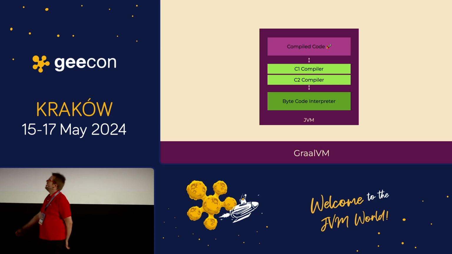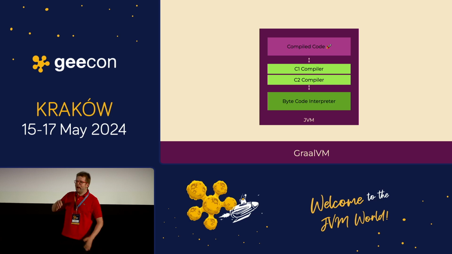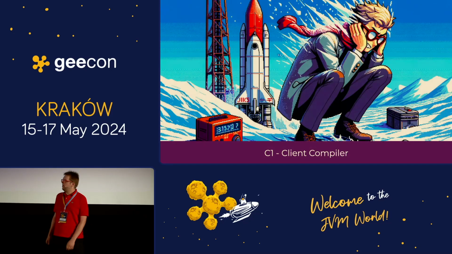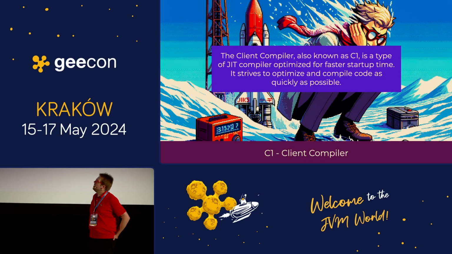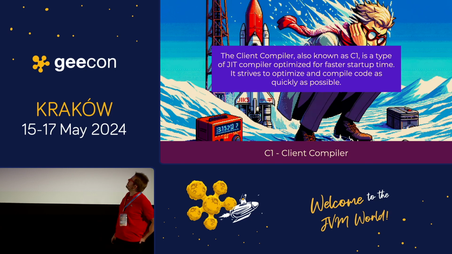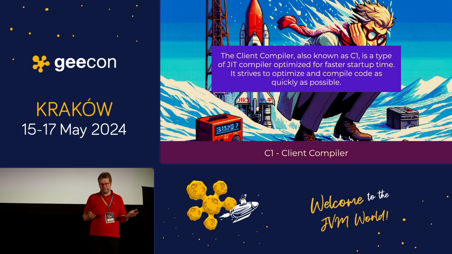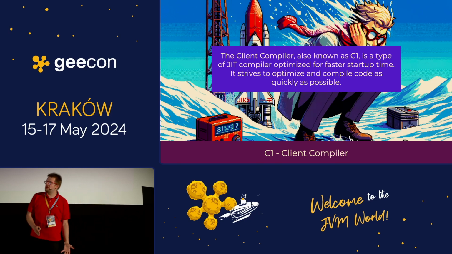Sorry for the spoiler. However, right now, like you see, it's a bit more complex. Why do we even have two just-in-time compilers? We'll start with the first one. The first one is called C1, the client compiler. The client compiler, also known as C1, is a type of JIT compiler optimized for faster startup times. It strives to optimize and compile code as quickly as possible. And what's the goal of C1? As you see there, it's just compiling our bytecode into machine code as soon as possible.